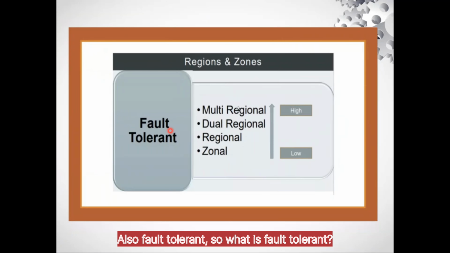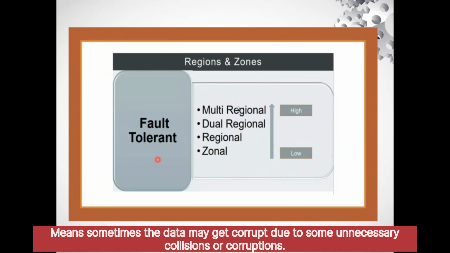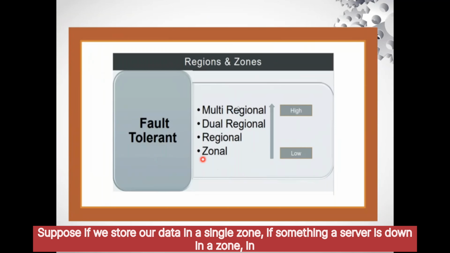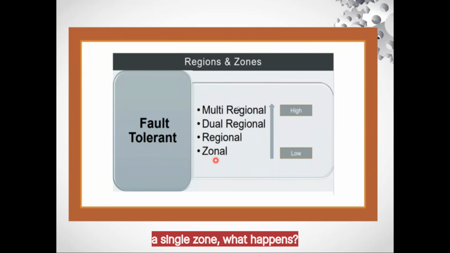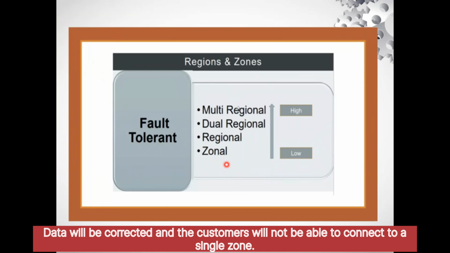So what is fault tolerant? It means sometimes the data may get corrupted due to some unnecessary collisions or corruptions. Suppose we store our data in a single zone, and a server in that zone goes down. What happens? Data will be corrupted, and customers will not be able to connect to that single zone.